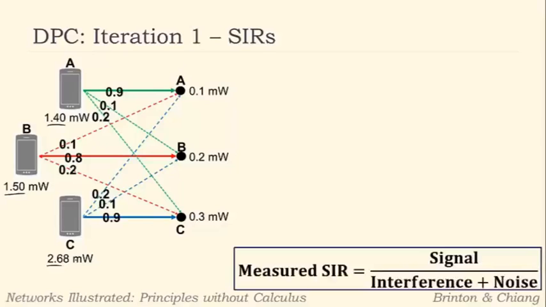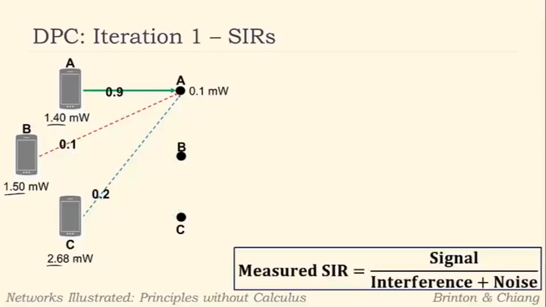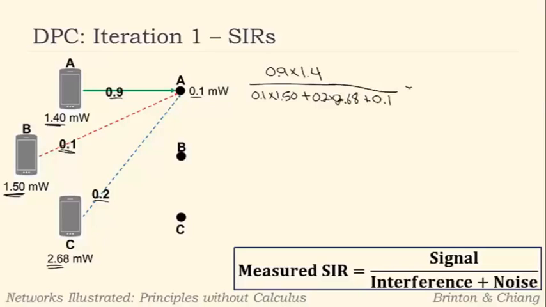So we can start with our equation for measured SIR at link A, and if we start off, remember again, we have direct times the transmit power, so 0.9 times 1.4, that's the signal, and then the interference is 0.1, not times 1.4, but times 1.5, because that's B's transmit power right now. 0.1 times 1.5, plus 0.2 times 2.68, and then we add 0.1, which is the noise in the receiver.